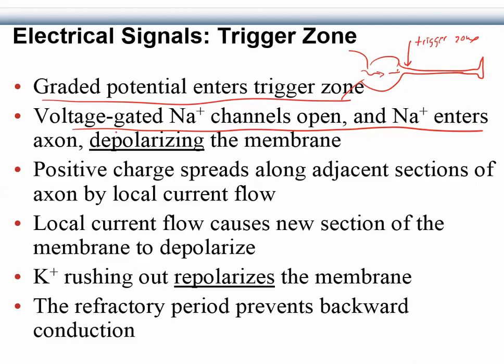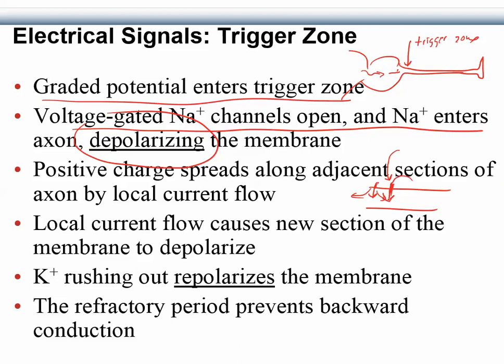Sodium enters the axon, which depolarizes it. The positive charge spreads along adjacent sections. So what that means is that, yes, when the sodium rushed in, it went both directions. But it's going to depolarize the next voltage-gated sodium channel. So this right here is another voltage-gated sodium channel. Well, you've just changed the membrane. So that's going to depolarize.